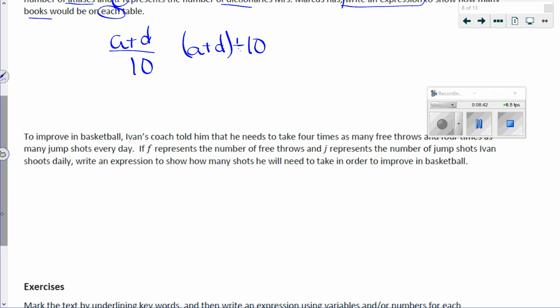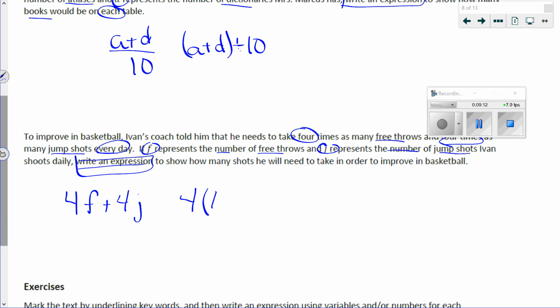To improve in basketball, Ivan's coach told him he needs to take 4 times as many free throws and 4 times as many jump shots every day. If F represents the number of free throws and J represents the number of jump shots Ivan takes, write an expression to show how many shots he will need to take in order to improve in basketball. This one, I would actually take 2 different ways to do this. So you can either do this as 4F and 4J, or you could say, you know what, he's doing 4 times the number of free throws and jump shots that he's doing every day. Either one's acceptable.